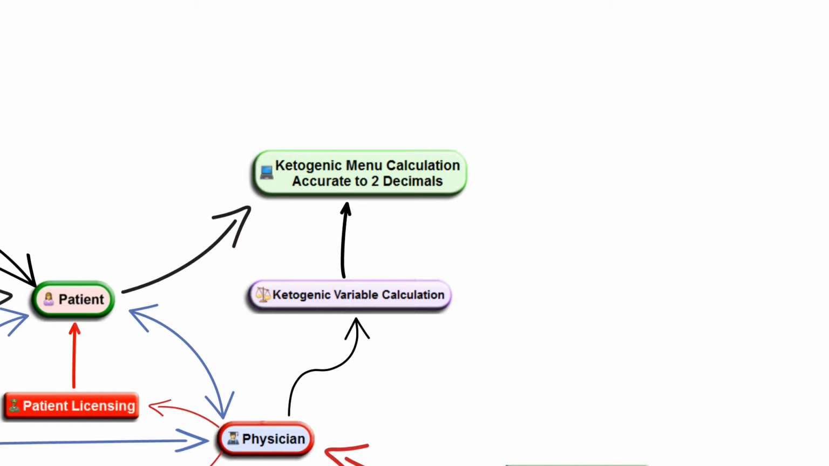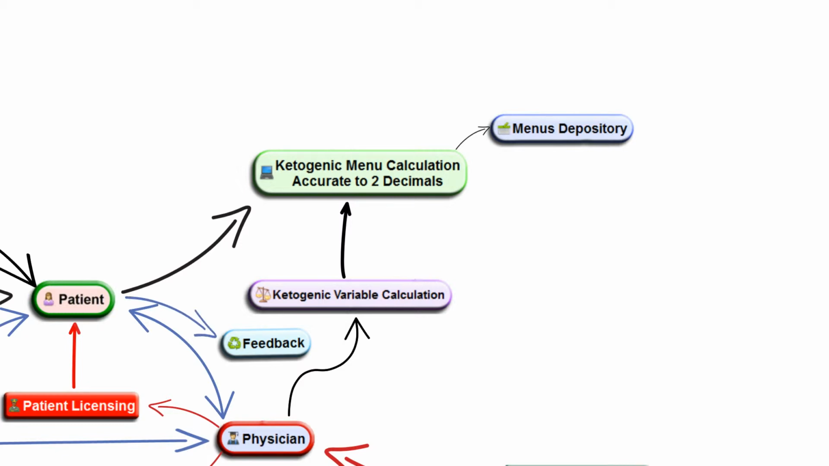Congratulations! However, what is the point if you can't store already created menus? This is why a menu depository was created. To keep the ketogenic variables up to date, the physician needs to have feedback from the patient. Feedback on seizure type, other conditions like energy levels, lethargy, ketone levels, etc. is also provided with the feedback loop.